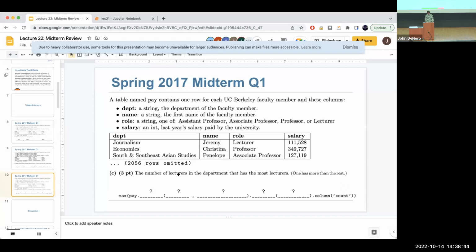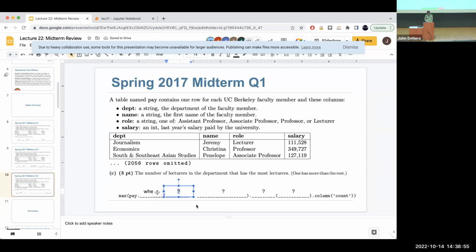Now, lecturers is the tricky part. Not everybody here is a lecturer. Some people are associate professors or whatever. So we'd have to go through and find only the rows in the original table where the role is lecturer. Now I have a new table of only lecturers, but I still know the department name, role, and salary for each lecturer, which gives me an opportunity to group by what? Department.